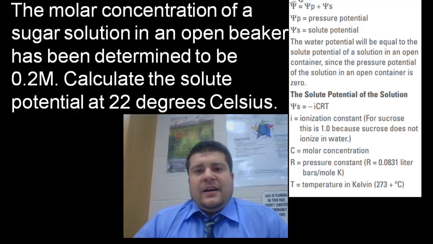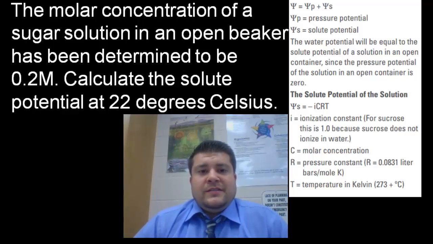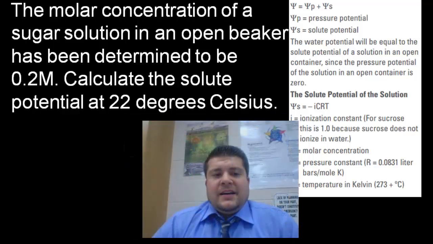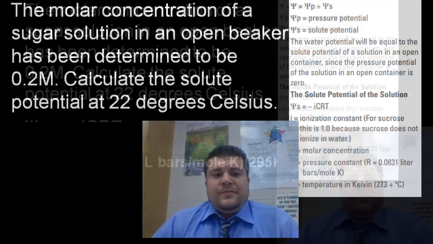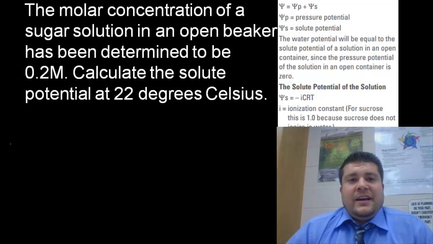Let's look at our first equation. And so here I've given you guys a cheat sheet that is going to be on your calculation sheet for the AP test. And so our first question says, the molar concentration of a sugar solution in an open beaker has been determined to be 0.2 molar. Calculate the solute potential at 22 degrees Celsius. So, seems like very little to come up with an entire equation that has 4 unknowns needed. Take a second to try and figure out the equation and answer the question.